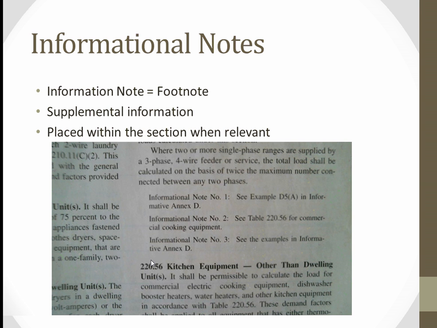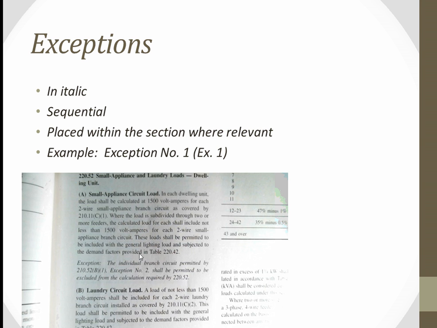Informational notes are also a feature. They give supplemental information that is related to the section number, and they are followed immediately after the section number. They're kind of like footnotes. So they're identified again in sequence, and they just give supplemental information that is related to the section. Another feature in the codebook are exceptions. There are exceptions to most rules, and they could be easily identified because they are in italic, and if there are several exceptions, they will be in sequence. They're placed like the informational notes immediately within the section or after the section, and in this case, this article has one exception.